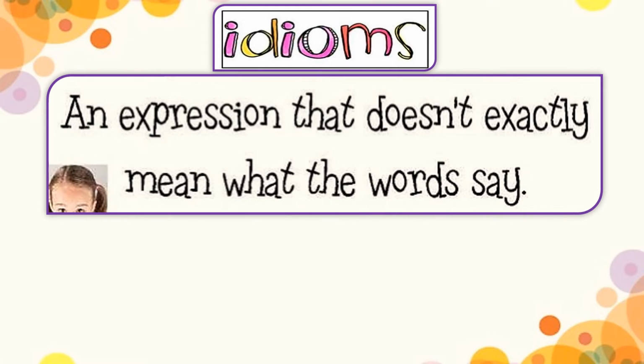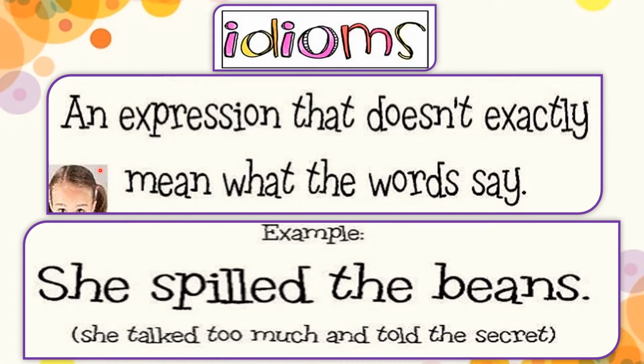Idioms. So it is an expression that doesn't exactly mean what the words say. Like, for example, she spilled the beans. So when you say beans, class, this is some kind of a food that we eat. And spilled means you are holding something and then you accidentally let go of it. So in English, as an idiomatic expression, this means she talked too much and told the secret. So this sentence is very different in its meaning because it is an idiomatic expression.